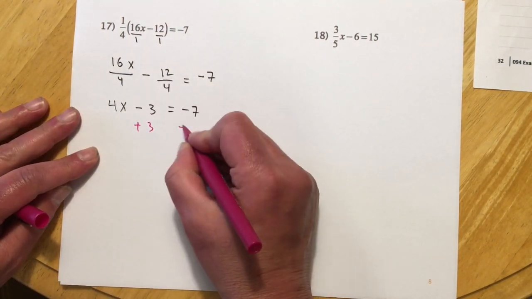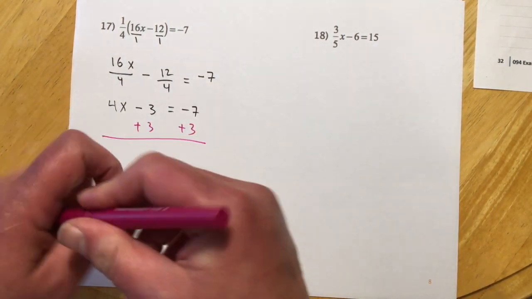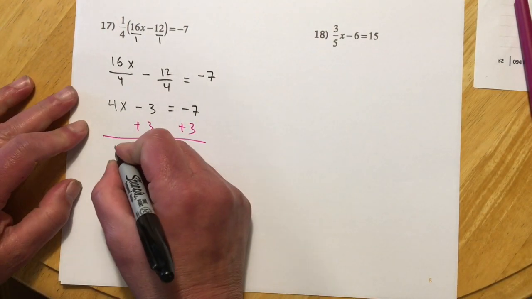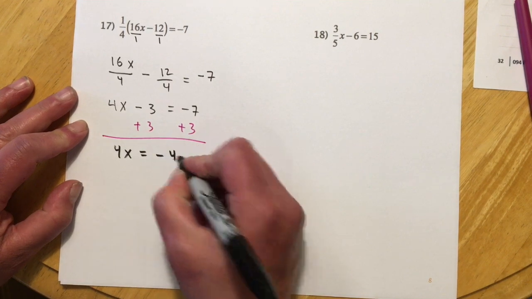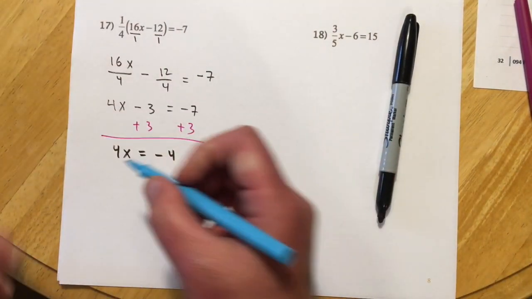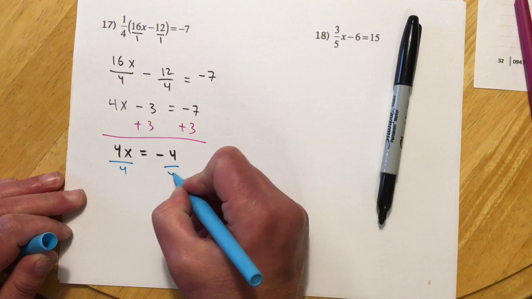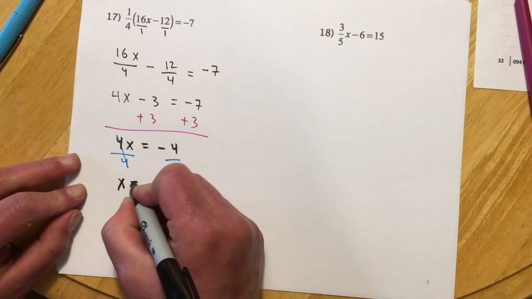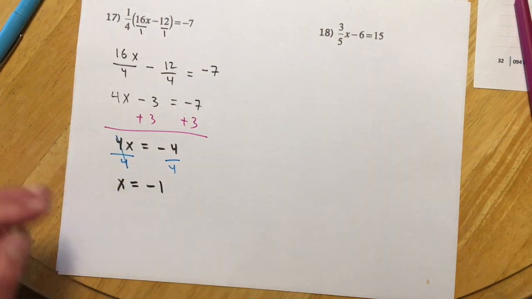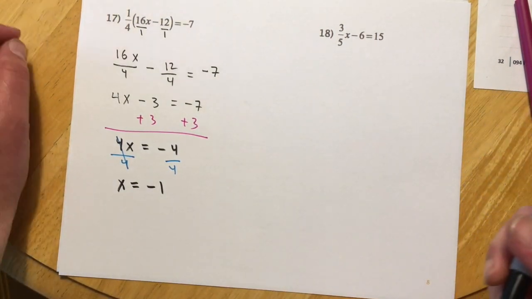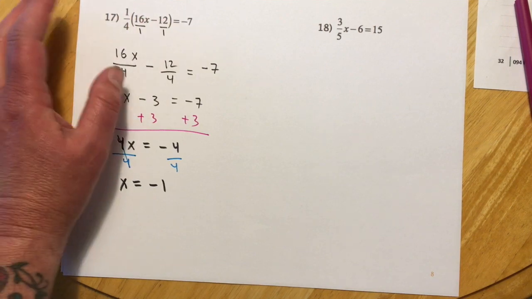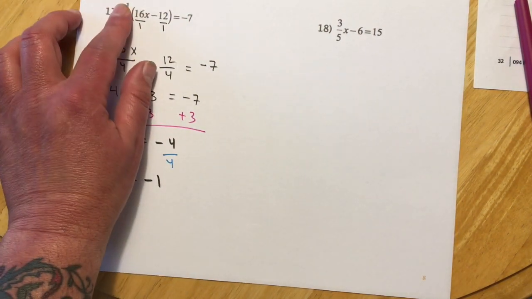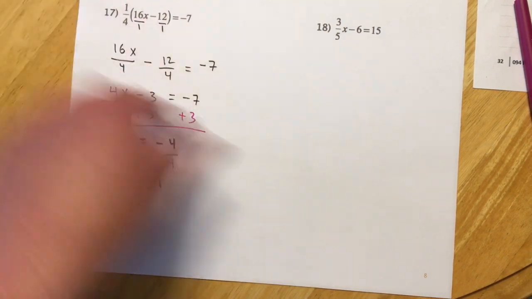So add 3 to both sides. That's going to get me 4x equals negative 4. And then I can divide the 4 over, and x equals negative 1. So for that one, because the 4 goes in, there's no reason to clear. You could have also multiplied both sides by 4. That would have made this a 1 and this a negative 28, and solved it from there.